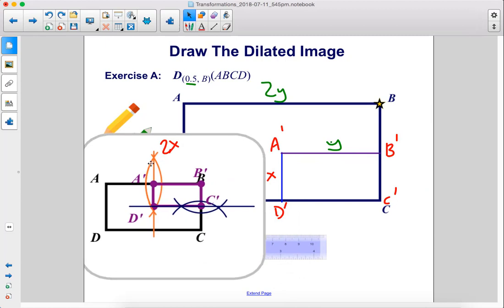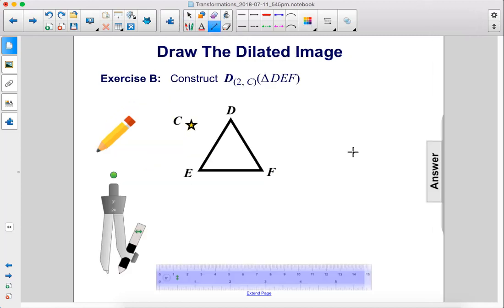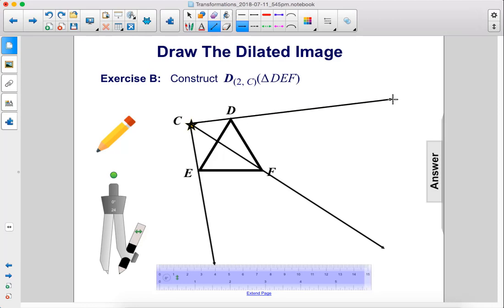So here we see an answer that has the arcs left in, and they put the rectangle in the top right, but we put ours in the bottom right. Draw the dilated image. All right, here we have a scale factor of 2, so our new triangle is going to be bigger. So first we start out by drawing rays from C through the points of our original triangle. So through E, through F, and through D, like that.